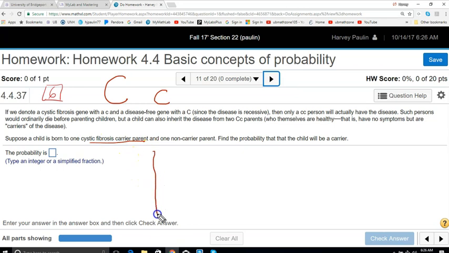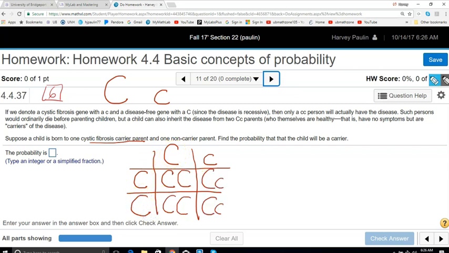So let's make our little Punnett square here. A carrier would be big C, little c, to a parent that is a non-carrier, 2 big C's. So filling it in, what would be the answer to this? Well, the probability is 2 of the offspring would be carriers. So that would be 2 out of 4, or 1/2 of the offspring would be carriers.